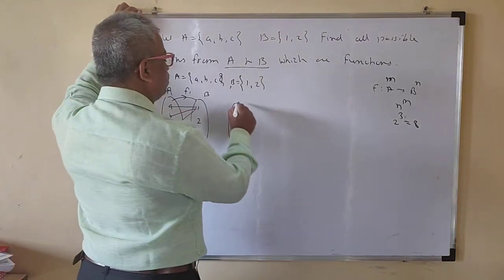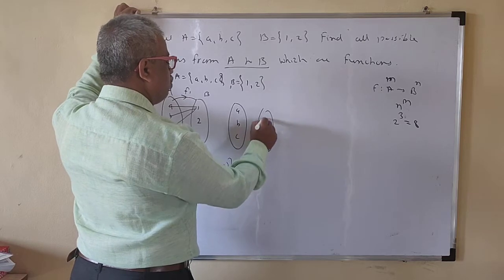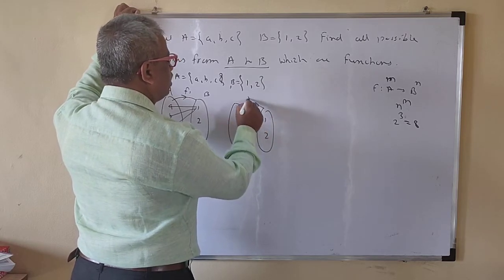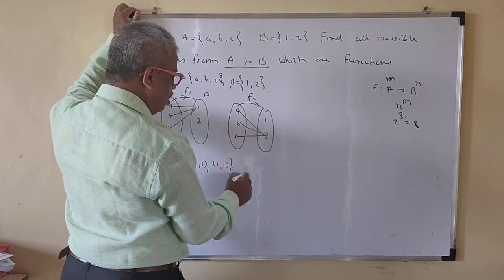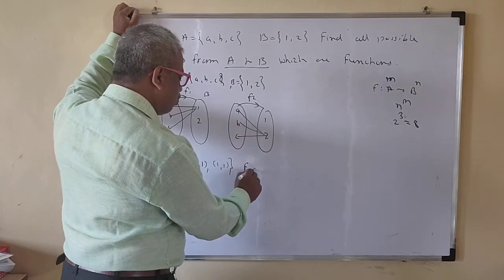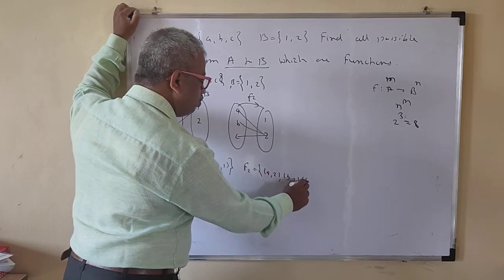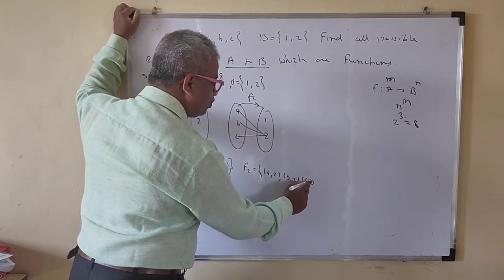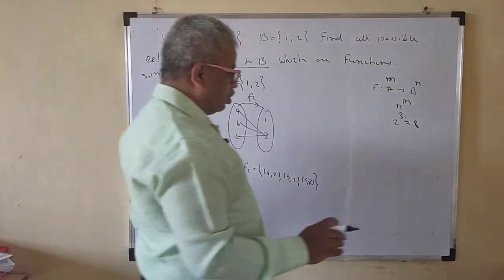We'll write the second function now. So this is A, B, C, and 1, 2. Now we'll write the second function. We'll shift all of A, B, C to 2 here. So you may write F2 is equal to (A2, B2, C2). This is the function. You may write it like this.